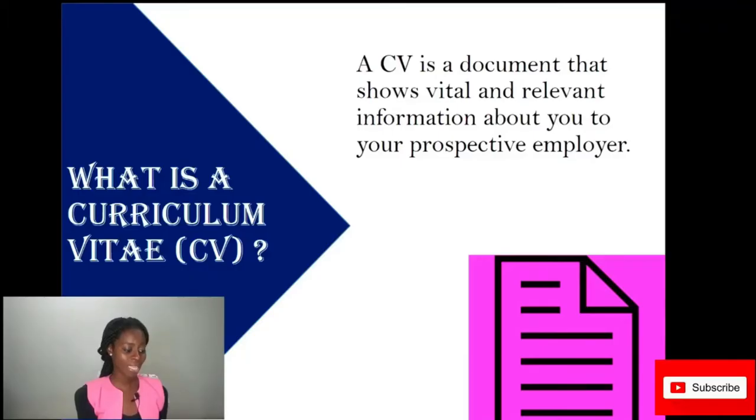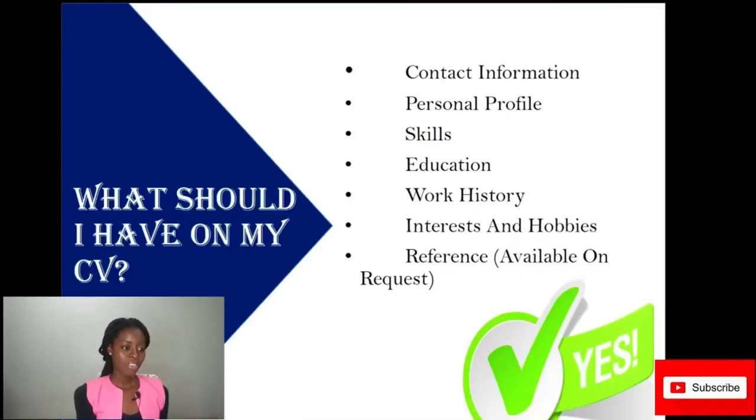What should I have on my CV? Now I've stated them out here. You might still add to some of these things, relevant and vital, again emphasizing that. So you really need to have your contact information, your personal profile, your skills, your education, your work history, interests and hobbies, and then references.